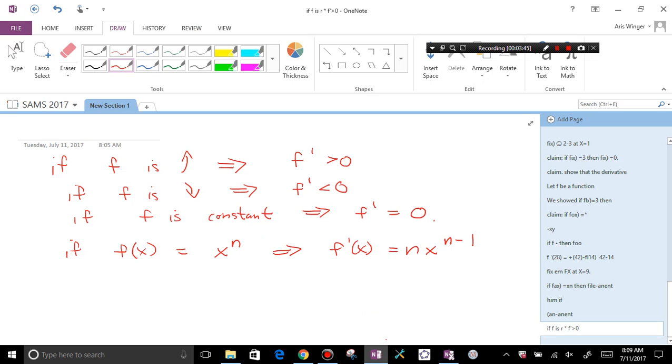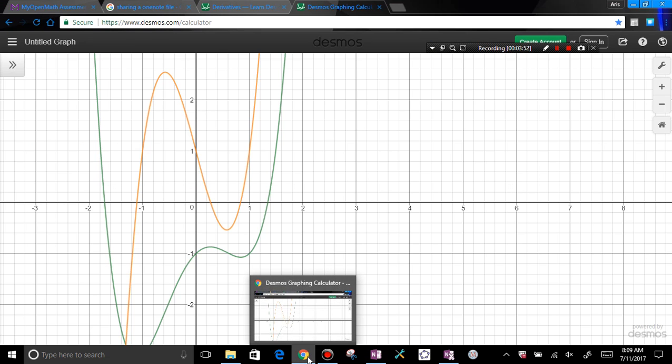So which one is the original function and which one is the derivative? Go ahead. The green one is the original, because it's an x to the fourth function, and then if you apply the power rule, you get 4x to the thirds, and that's what the orange one is. Okay. I like that. Other reasons?